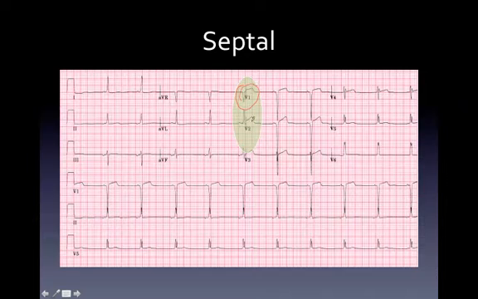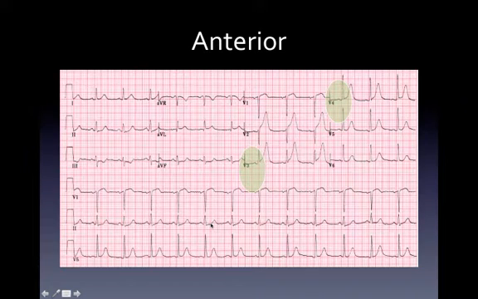So again, V1 and V2 are the septal area. V3, V4 are considered the anterior area. This person has elevation in both of those areas. This person also has elevation in the septal area. Again, it's hard to find an isolated anterior or an isolated septal. They do occur sometimes. This person also has a reciprocal change.